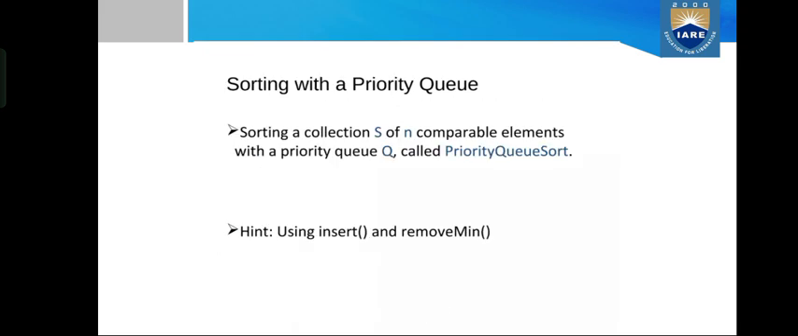Sorting with a priority queue. Sorting a collection S of n comparable elements with a priority queue is called priority queue sort. Hint: use the insert and removal methods.